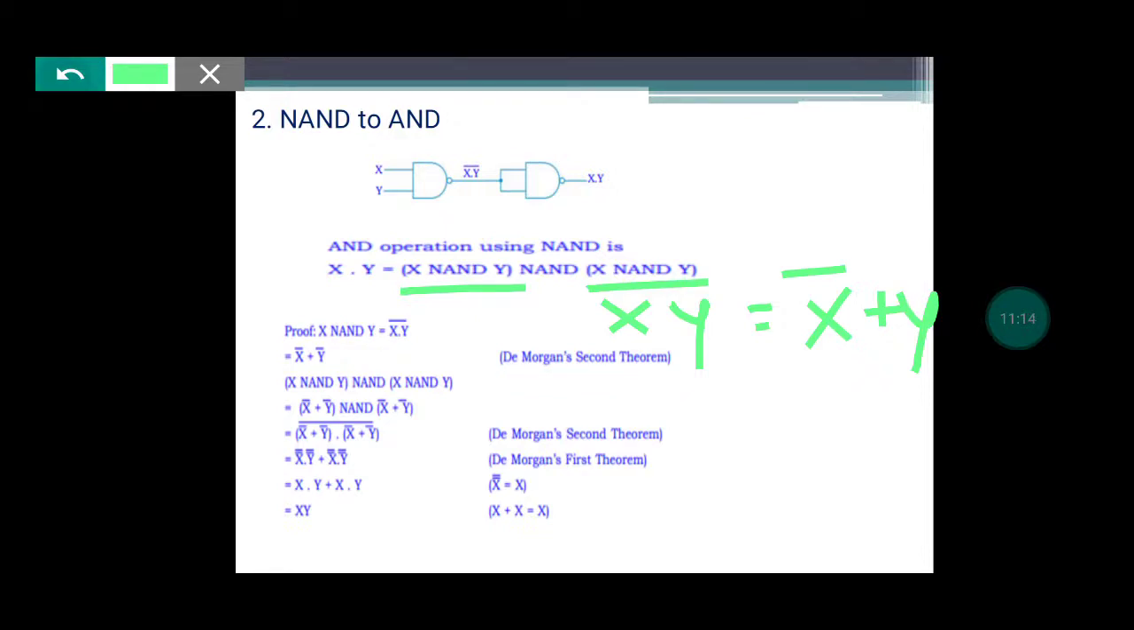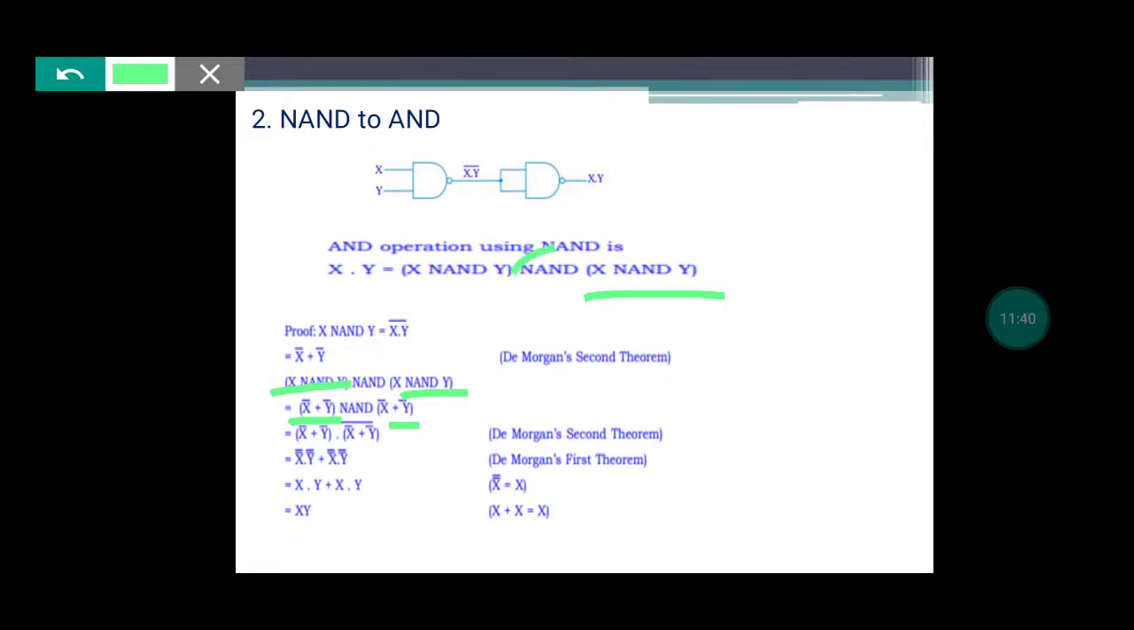Okay, now next. So now we got the term x NAND y, which means I can rewrite it like x bar plus y bar. So this term is also the same. So what I will do is simply replace this term and this term with x bar plus y bar and x bar plus y bar. So what is remaining? That is NAND. I have written it here as a NAND.